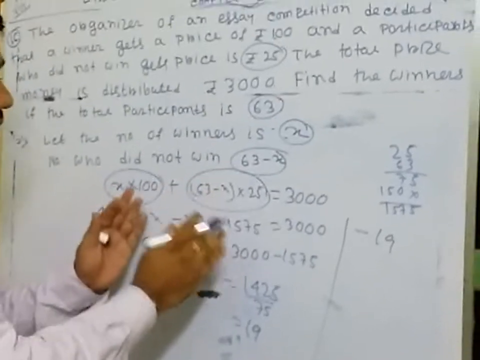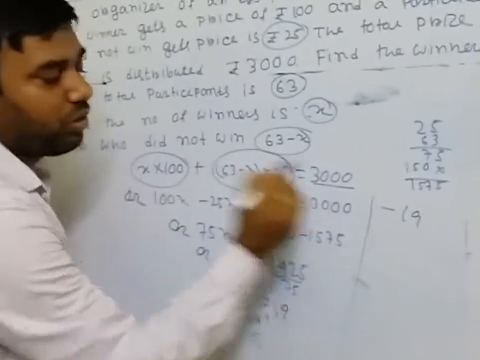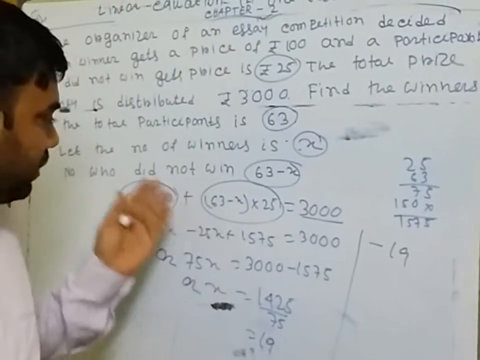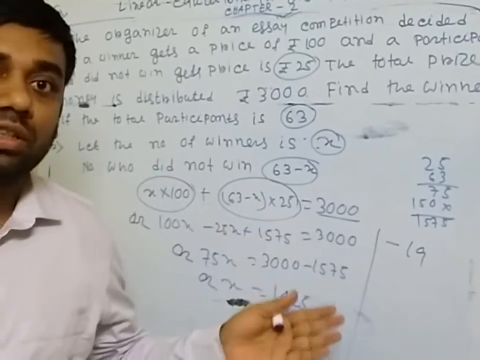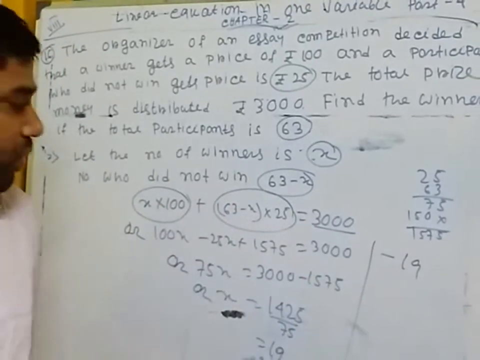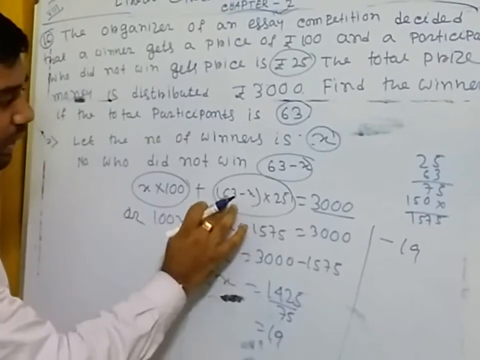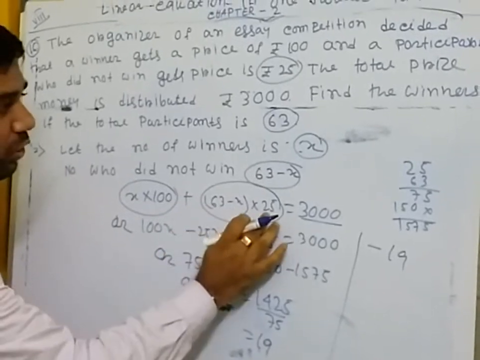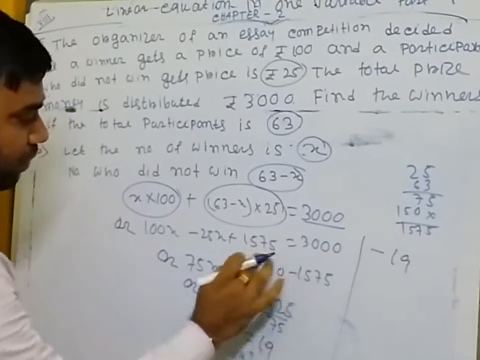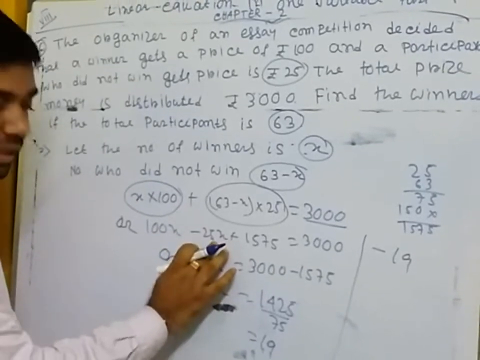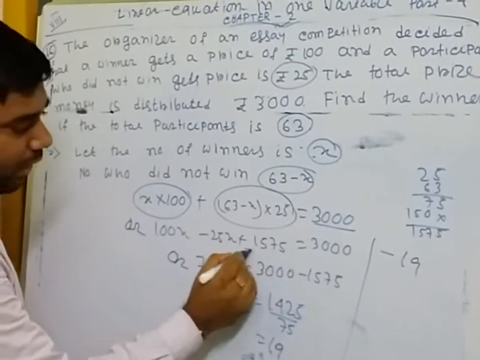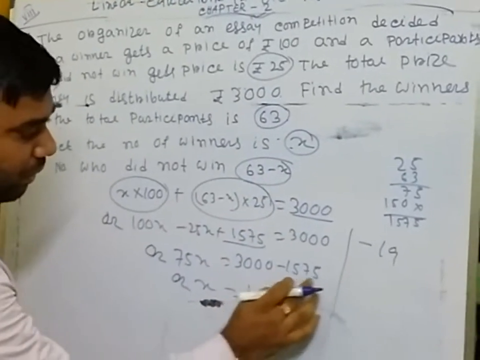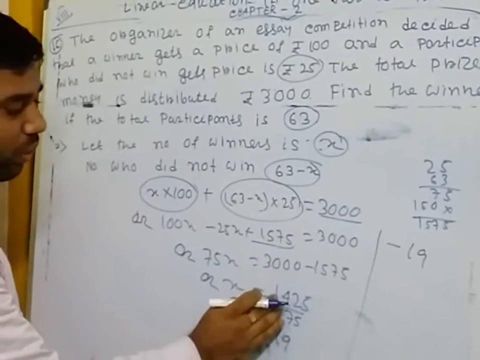This is the two parts, and the sum leads to 3000. The 3000 is divided into two parts: the first part for the winners, the second part for the participants who did not win. So x into 100 is 100x, and 63 minus x into 25, 63 into 25 is 1575. So 100x minus 25x is 75x. If 1575 changes its sign to the right-hand side, after subtracting we get 1425.